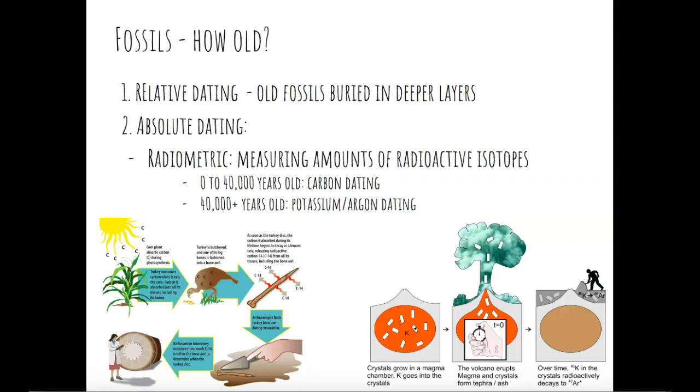The other category of fossil dating is called absolute dating. This is where we use radiometric approaches, meaning that we measure the amounts of radioactive isotopes that are present in the fossils. Anything that is from 0 to 40,000 years old, we can use carbon dating. Carbon dating is the type of dating that most people are familiar with, but it's only useful for fossil specimens that are 40,000 years old or younger.